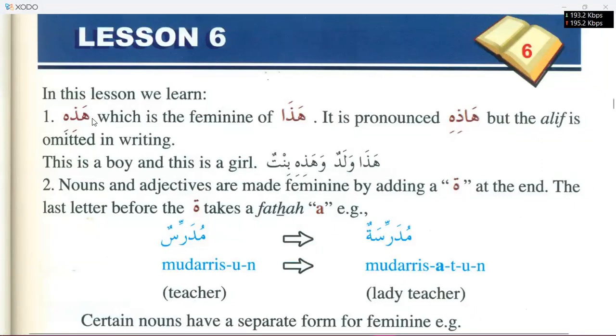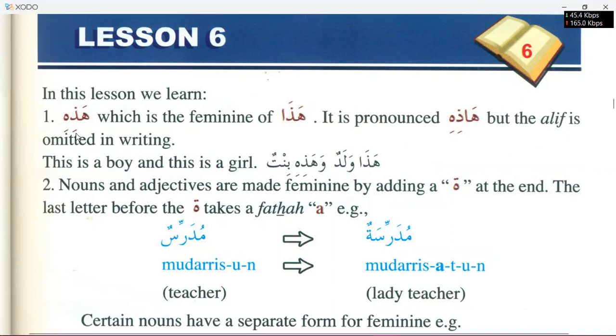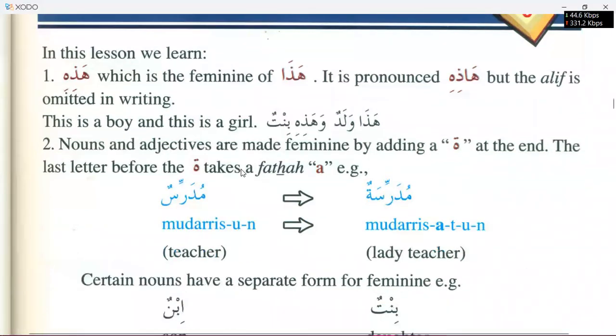In this lesson, we learn hazihi, which is the feminine of haza. It is pronounced as hazihi, but the alif after ha is omitted in writing. This is a boy and this is a girl: haza waladun wa hazihi bint. So there is a hidden alif between ha and zal. We pronounce it, but we don't write it.